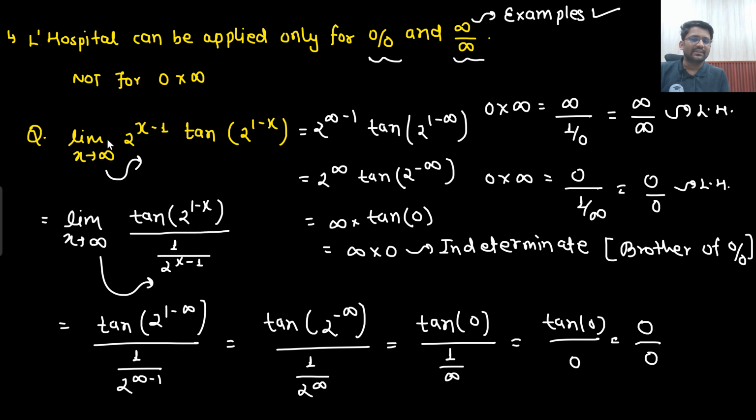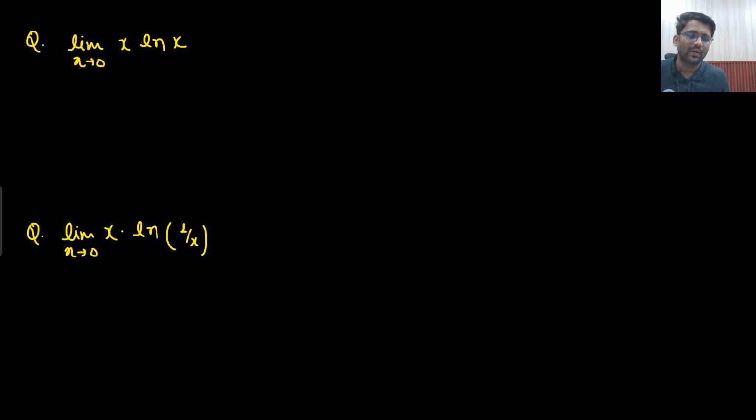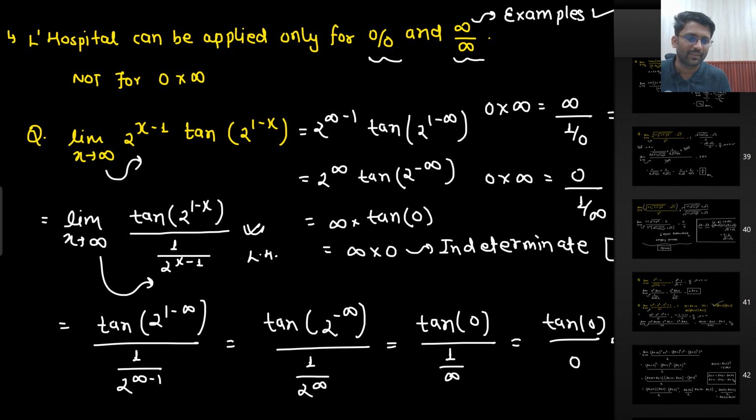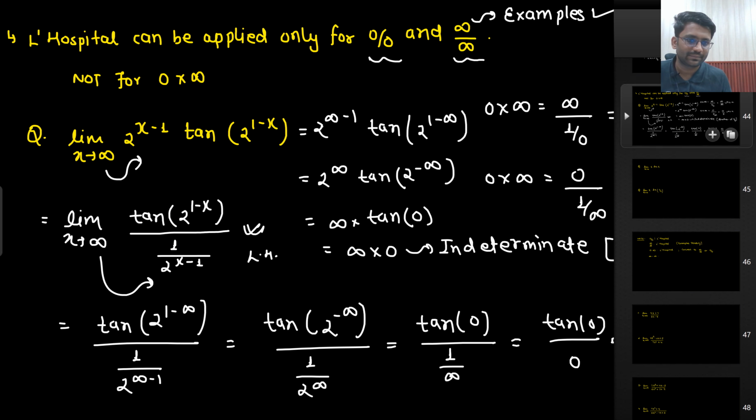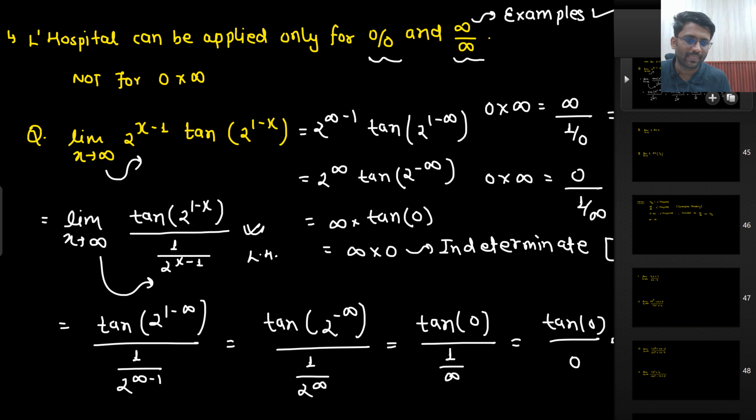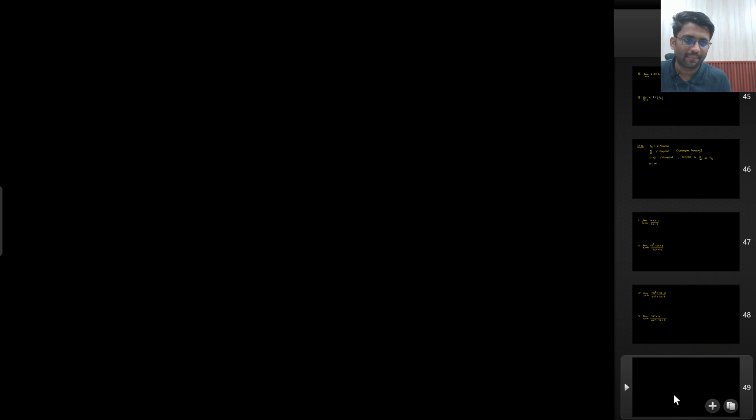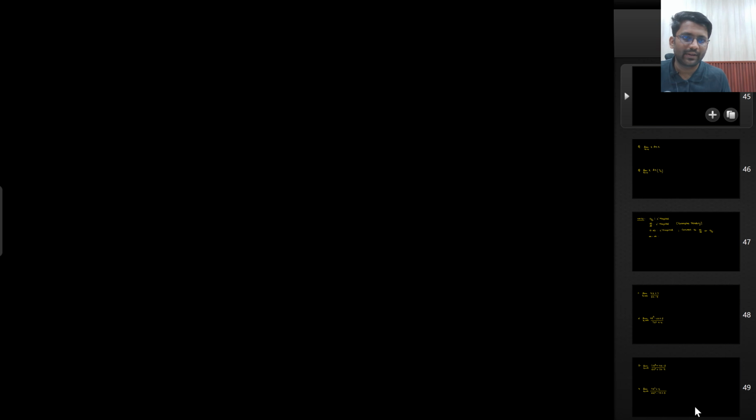It is pretty obvious that this was infinity only. I took it downward, so now this will become 1 by infinity, that is 0. So yes, it is a 0 by 0 form. Here I can apply L'Hopital now. Do I have the page? No, I will have to add the page. Now I can apply the L'Hopital rule.